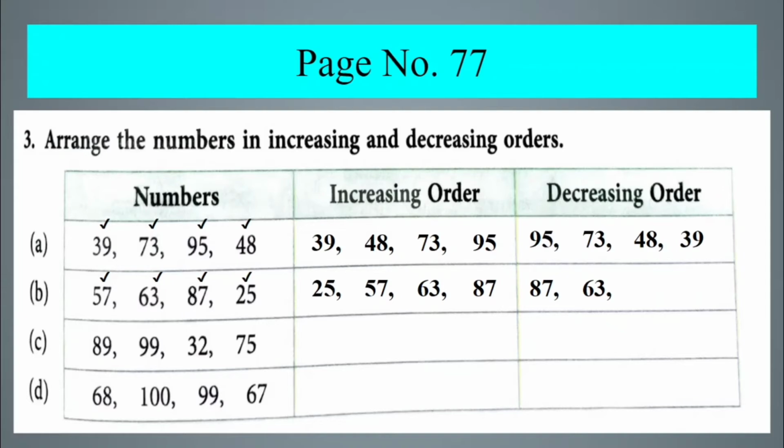Very good, 57 is the greatest number. So we will write 57 after 63. Now we are left with the only number, that is 25, which is the smallest number among the four numbers. So here we will write 25 after 57. Now we have arranged these numbers in increasing order as well as decreasing order. Now C and D part are for your homework.